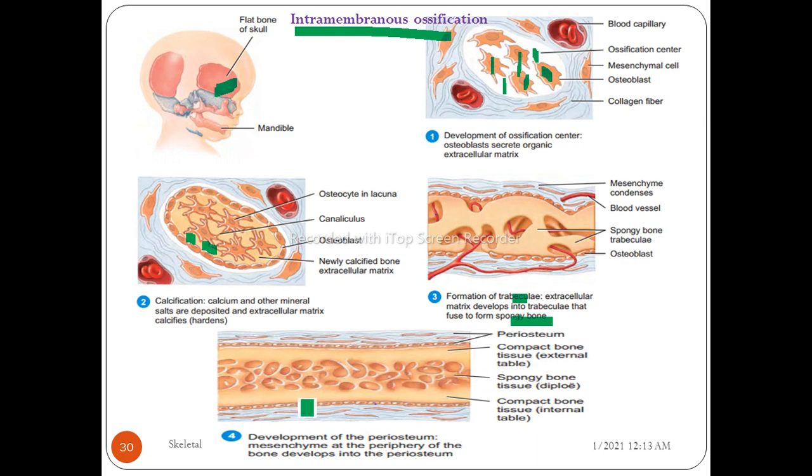So this process is known as intramembranous ossification. This is how flat bones are formed. In flat bones, much of the inner part is sponge bone, whereas the thin outer layer is compact bone. So this is how flat bones like the parietal bone are formed, just like this process. Step 1, step 2, step 3 and step 4.